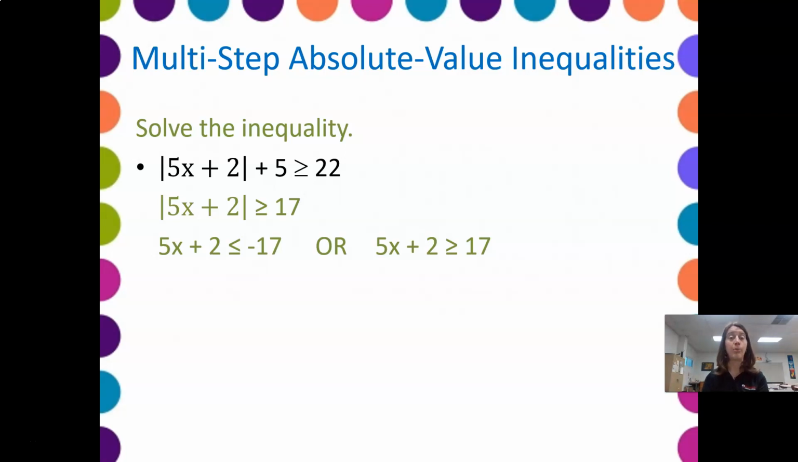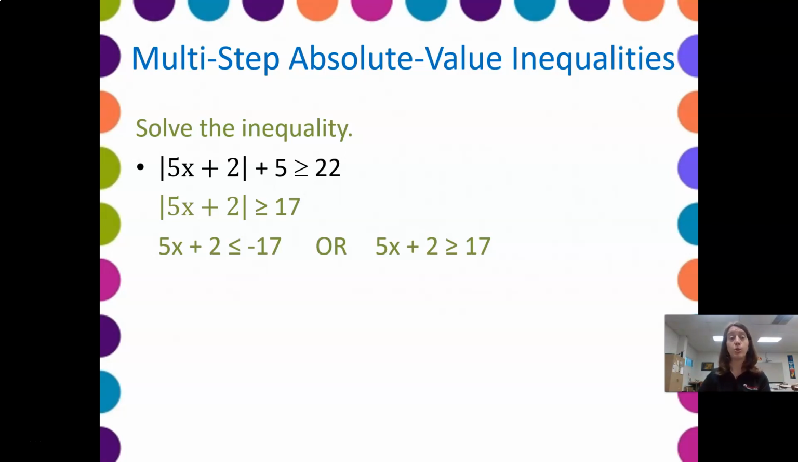Or my second possibility, I took exactly what was on the inside of the absolute value, the 5x plus 2, and I could go to the right. What inequality symbol goes to the right? It's greater than or equal to, and on the right-hand side are the positive numbers, so +17. Once again, my solving process is exactly the same on both of the equations, or both of the inequalities.